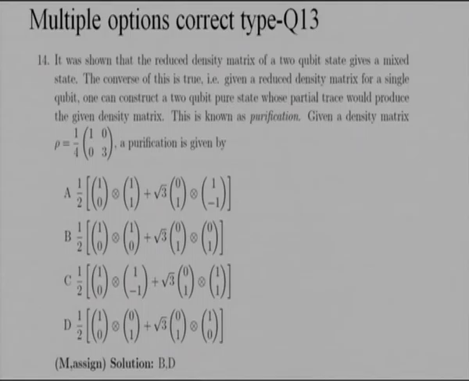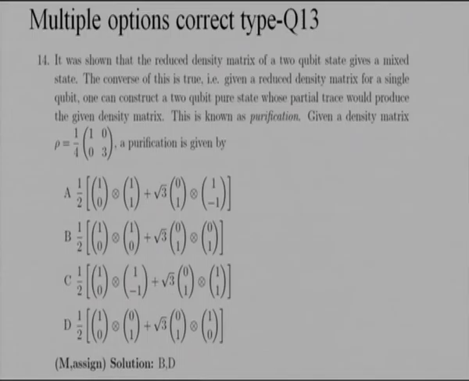Now coming to the last question. The question states, it was shown that the reduced density matrix of a 2-qubit state gives a mixed state. The converse of this is also true. That is, given a reduced density matrix for a single qubit, one can construct a 2-qubit pure state whose partial trace would produce the given density matrix. This is known as purification. So given a density matrix rho, a purification is given by which of these?